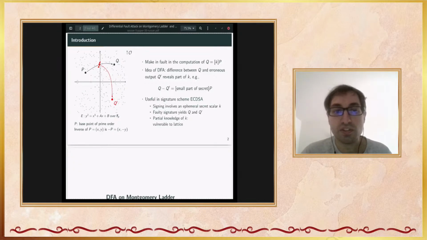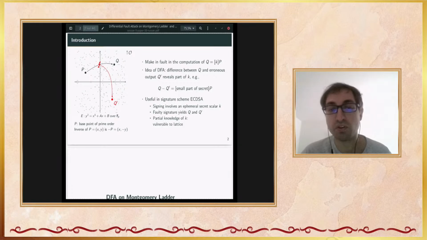One context in which this is very useful is the signature scheme ECDSA, because signature generation always involves a secret scalar k, which is called a nonce. One key feature of this algorithm is that the verification mechanism of ECDSA allows us to recover both the correct point Q and the erroneous point Q prime from the faulty signature. So it is very useful for a differential fault attack. And if we are able to recover a small part of the secret nonce k, then it is vulnerable to a lattice attack.